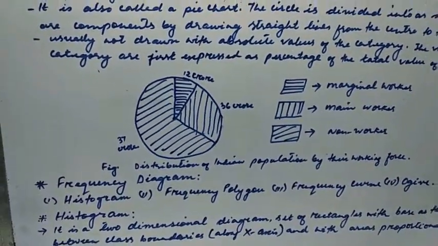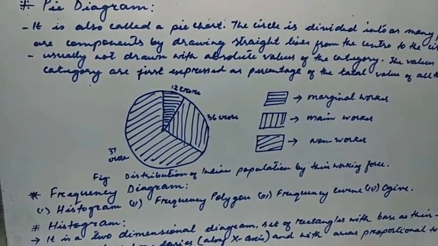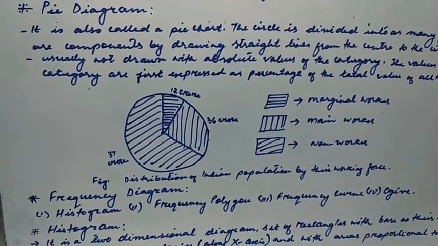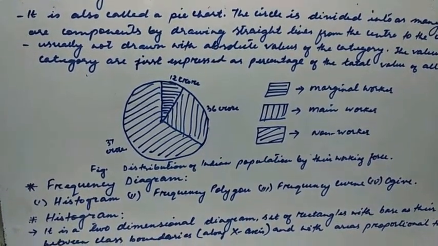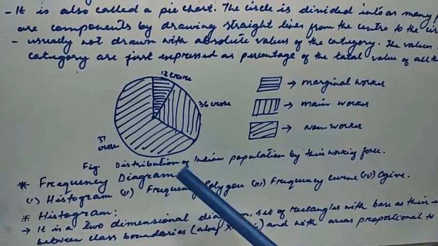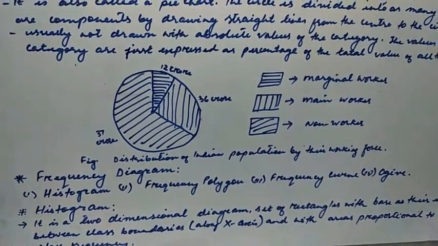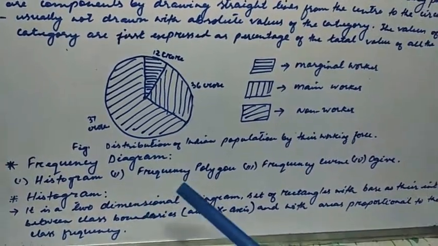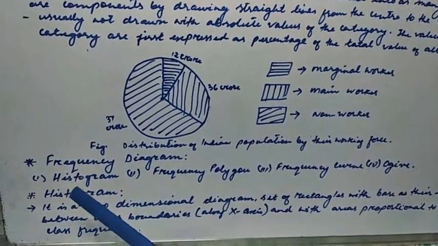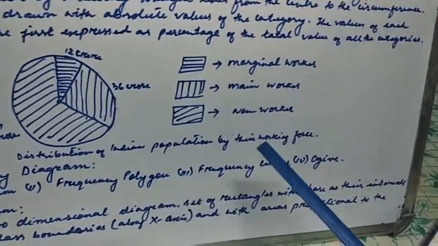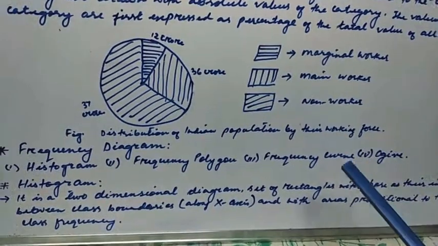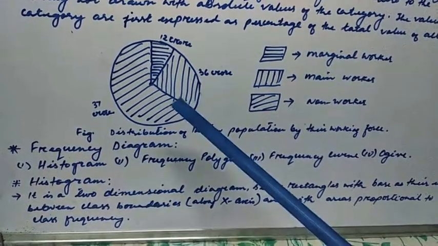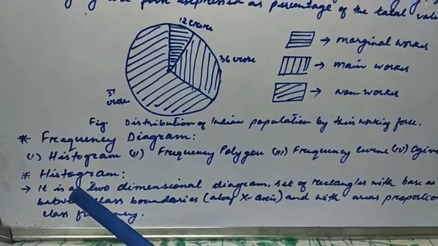Moving on to the next, we have to discuss the frequency diagram. We have discussed the first one, that is diagrammatical representation of data, and the second one that we have is frequency diagram, where we are representing the data in a frequency manner. Under this frequency diagram there are again four types: histogram, frequency polygon, frequency curve, and ogive. So these are mainly the four classifications of frequency diagram. We are going to discuss firstly the histogram.